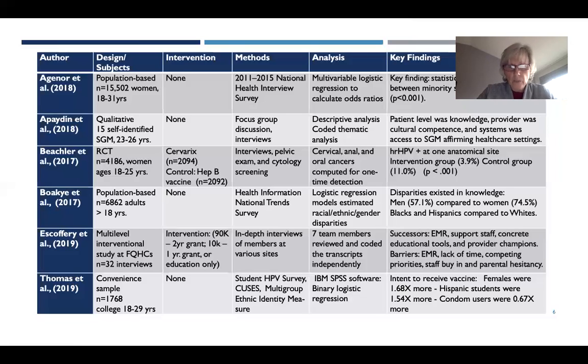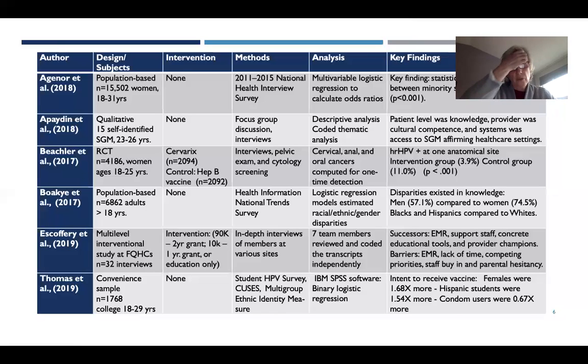And what they found was that females were 1.68 times more likely than males to receive the vaccination. Hispanic students were 1.5 times more likely to receive the vaccination than African American students. And those who actually used condoms or stated they used condoms at least some of the time were 0.67 times more likely to use or to have the hepatitis B vaccination than those who did not use condoms routinely.